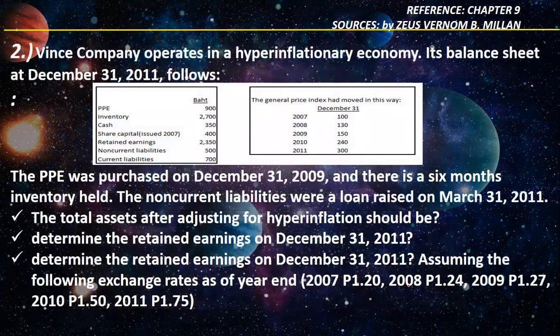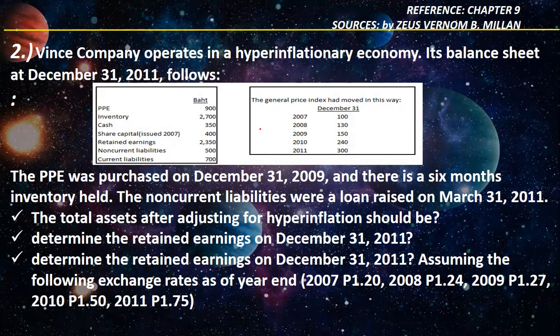Okay, so next problem. Vince company operates in a hyperinflationary economy. So sinabi na, hyperinflationary economy siya. Its balance sheet at December 31, 2011 is as follows. So we have here property, plant, equipment, under Baht foreign currency, inventory, cash, share capital, retained earnings, non-current liabilities, and current liabilities. So we have also given here the current price index. We have 2007, 2008, 2009, 2010, and 2011. So given. So we have additional information here.